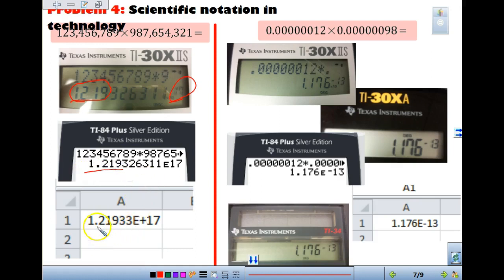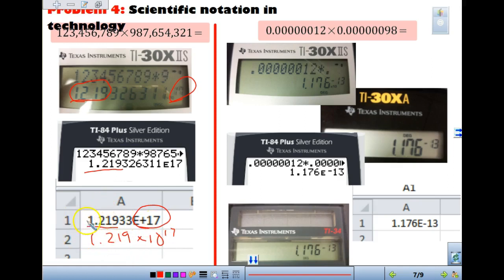Okay, these are different ways that it might look on your calculator or in a spreadsheet. Sometimes it just has the exponent up here. Other times it has times 10 to the 17, so it just depends. So if you're in a science class or if you're in here and you get a weird answer with that E17, that doesn't mean E17. This means this answer is 1.219 times 10 to the 17th power.